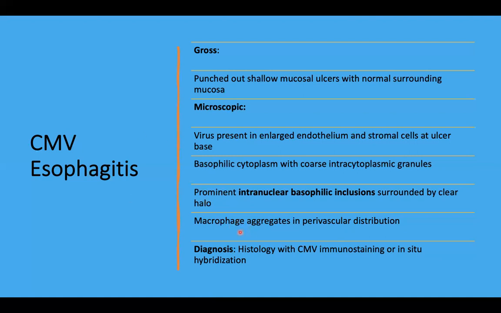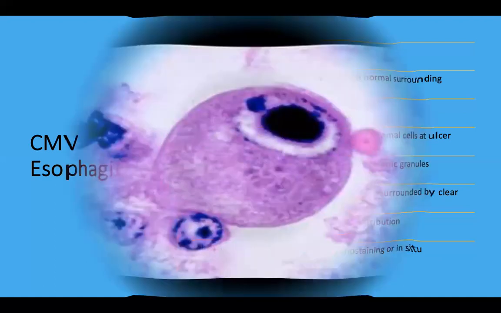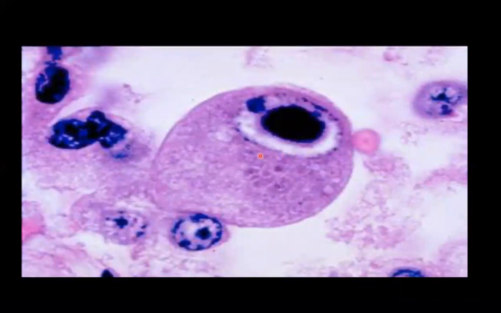CMV esophagitis is more likely in a transplant patient, and in an AIDS patient we may see both herpes and CMV esophagitis. The diagnostic modality includes the characteristic histological features with enlarged cells with prominent basophilic intranuclear inclusions. These are the most striking features of CMV esophagitis histology. Along with that, we can do CMV immunostaining or in situ hybridization, an ancillary technique that can be used for the confirmation of CMV esophagitis. Now, this is a beautiful picture that demonstrates CMV esophagitis. You can see the enlarged cells with a basophilic intranuclear inclusion and a very clear perinuclear halo. That is the catching feature of CMV esophagitis.